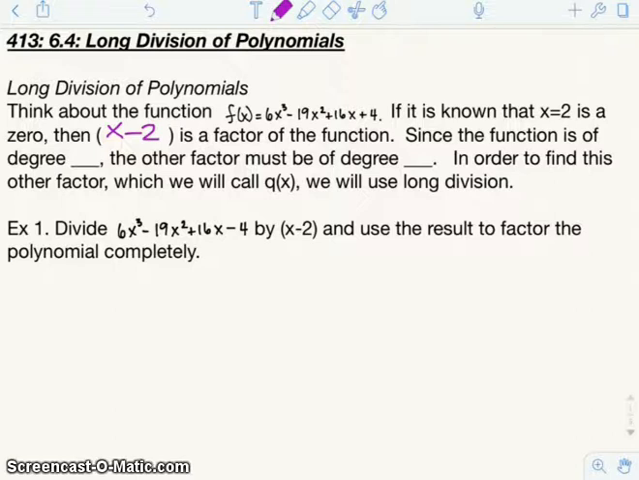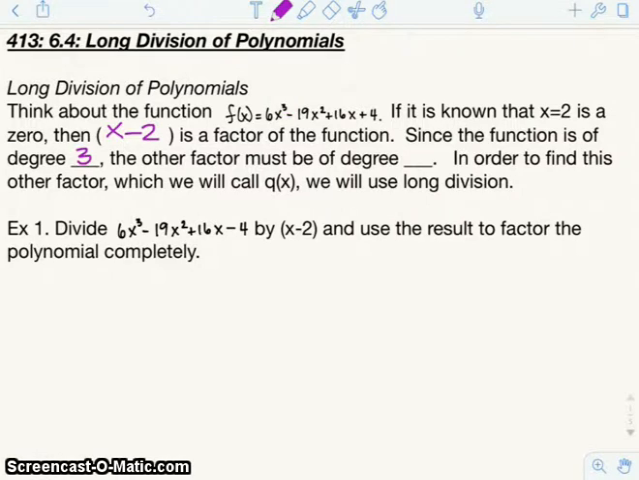Okay, so since the function is of degree, what is the degree? What is the definition of a degree? Okay, the degree is the highest exponent. So my highest exponent here is a 3. So this is of degree 3.